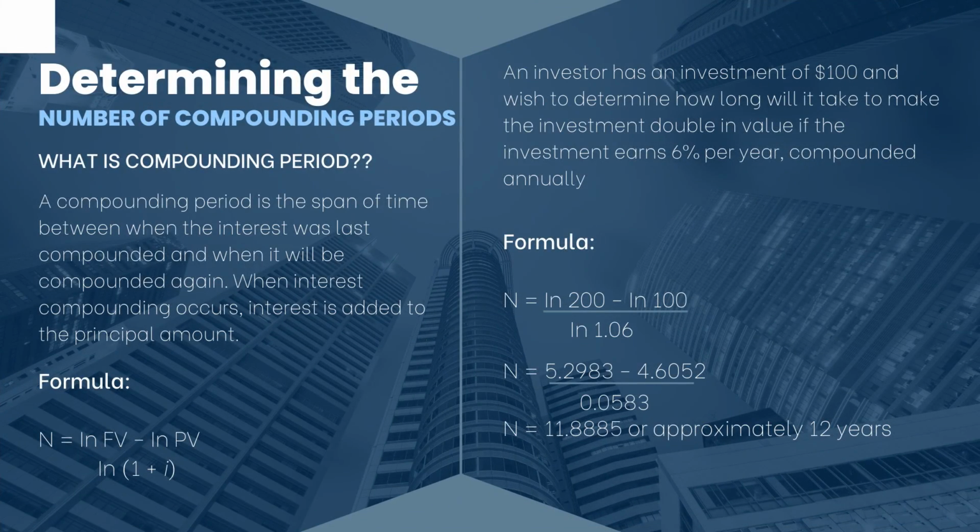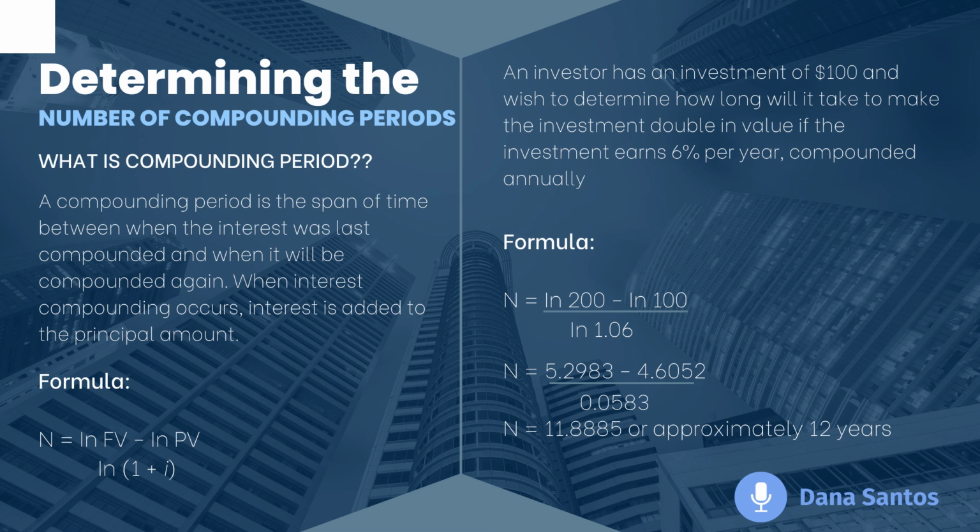Determining the number of compounding periods. First, let's define what is a compounding period. A compounding period is the span of time between when interest was last compounded and when it will be compounded again. When interest compounding occurs, interest is added to the principal amount. So, for example, an investor has an investment of $100 and wishes to determine how long it will take to make it double in value, if the investment earns 6% per year compounded annually.